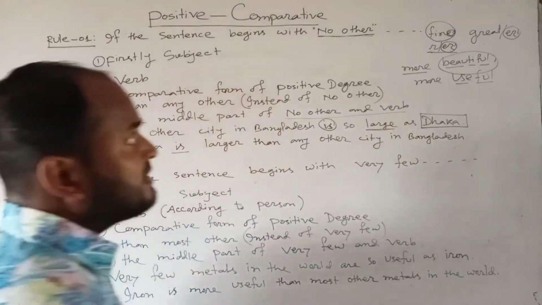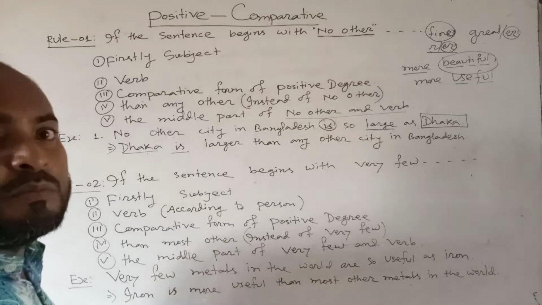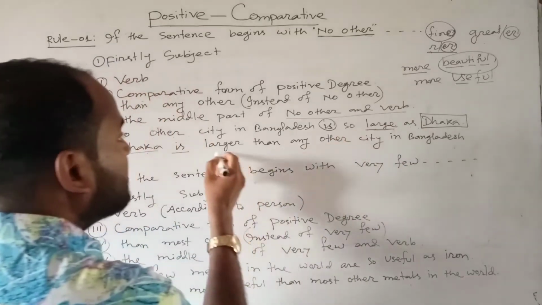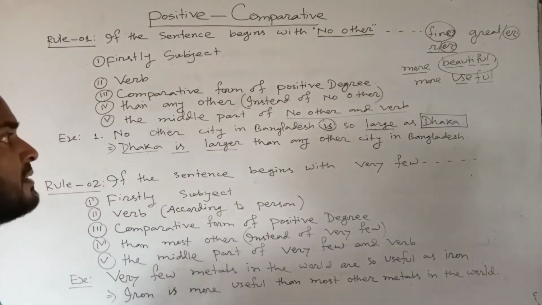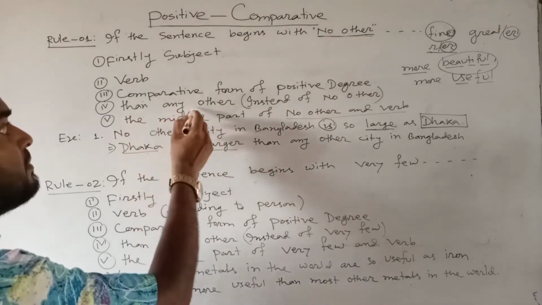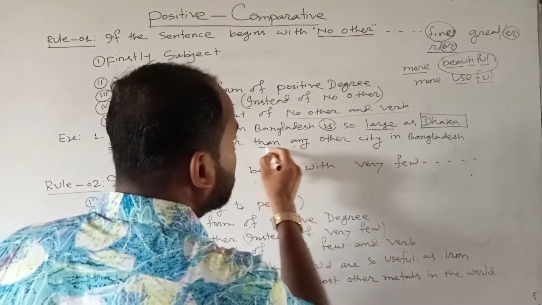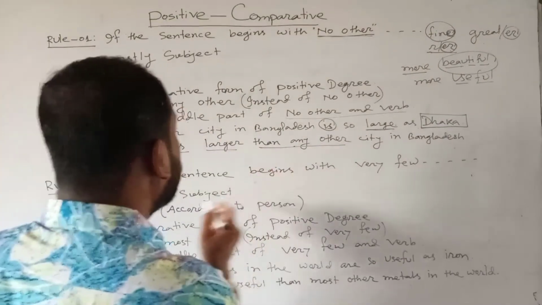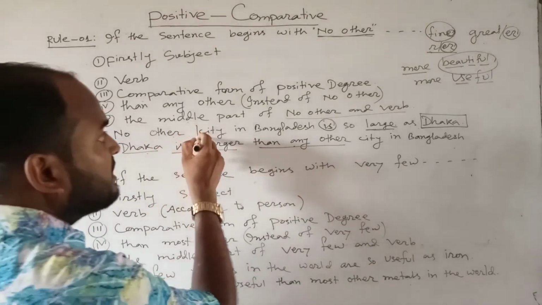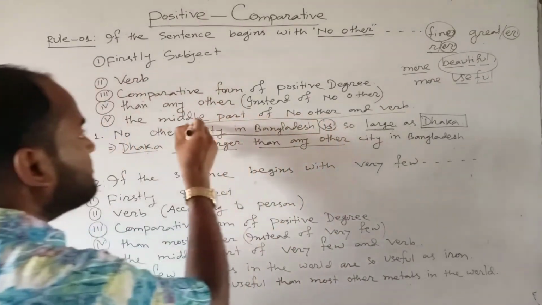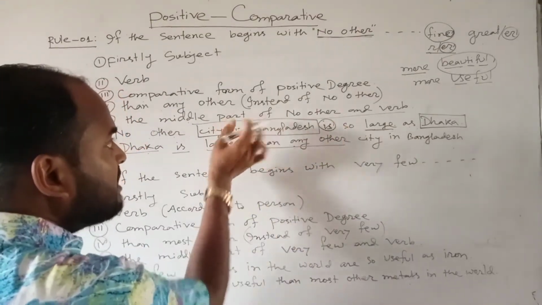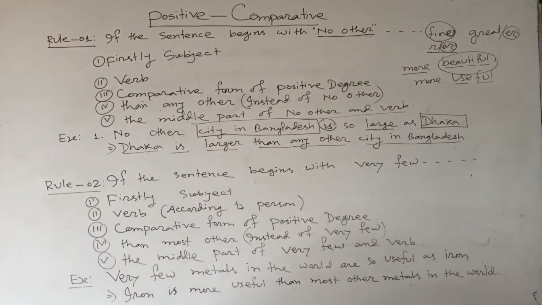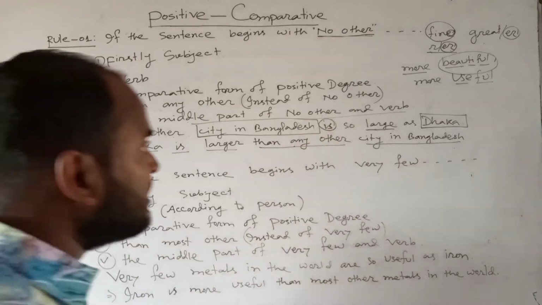Large. My dear learners, large is a monosyllable. The adjective is a monosyllable, so we have to put r at the end of the adjective. Larger. Then we have to write than any other. Lastly, the middle part of no other and verb, the middle part is city in Bangladesh. Dhaka is larger than any other city in Bangladesh.